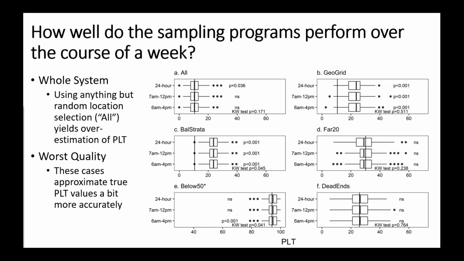However, when we look at the worst quality cases, these do a bit better in terms of accurately representing the percentage of samples less than the target concentration. Those are our furthest 20% of locations, below-the-target 50% of the time locations, and our dead ends in the network.